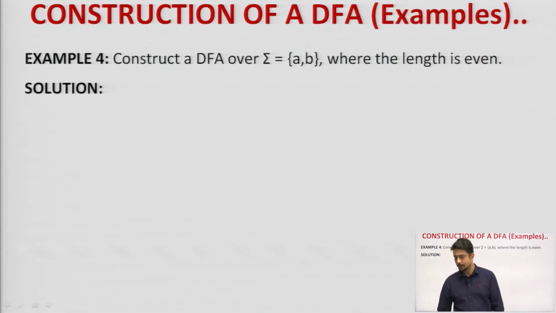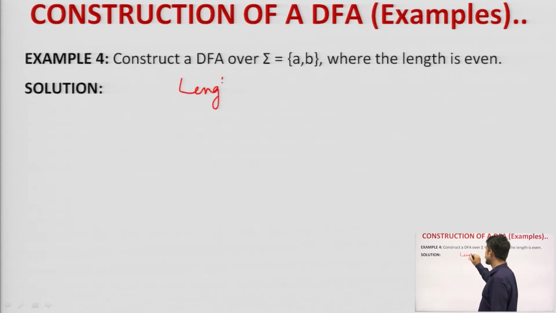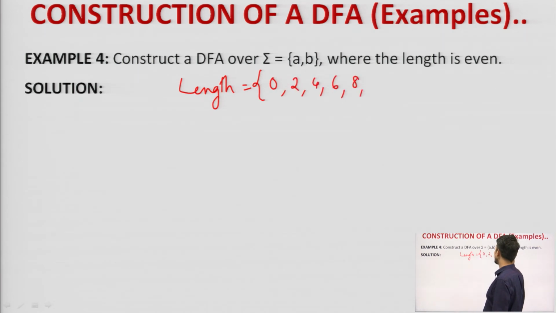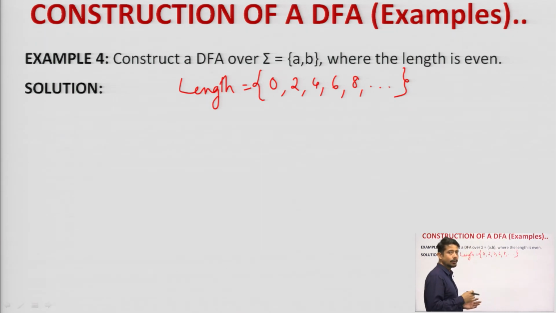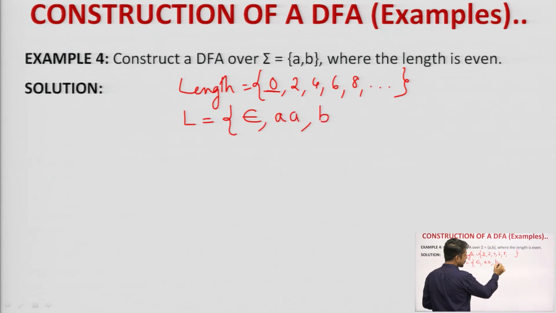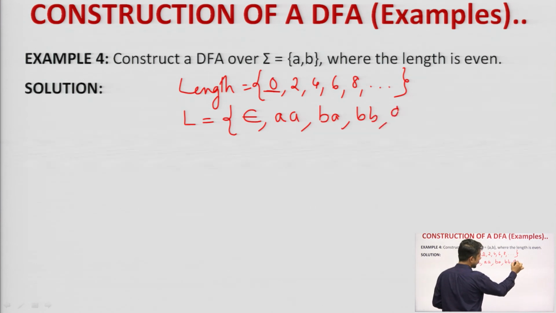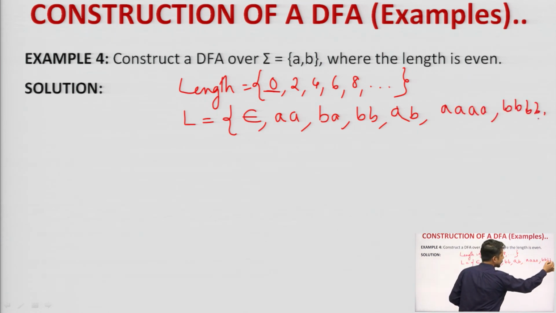Let us go with the fourth question. The fourth question says where the length is even. Length is even means what? What are the language's elements? 0, 2, 4, 6, 8 like this, correct. So, I will give you a shortcut way of understanding this, so that it will be easy for you. Length equals even, that means what? The language will comprise, first for 0 it will be epsilon, for length equals 2 AA, BA, BB, then AB, correct, and for length equals 4 it will be AABB, and it will keep on going.